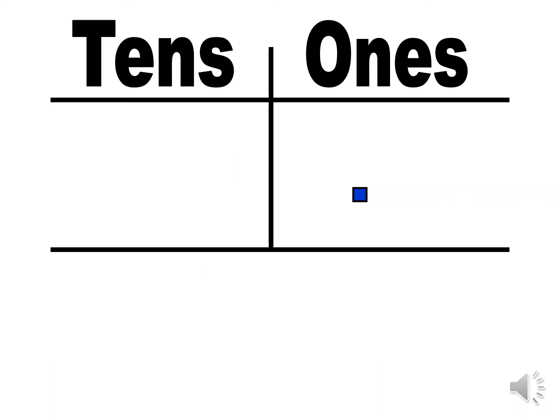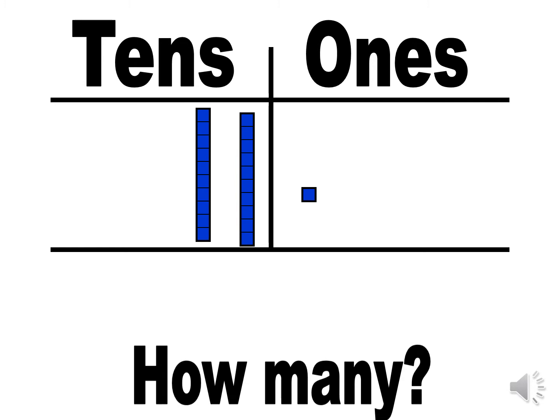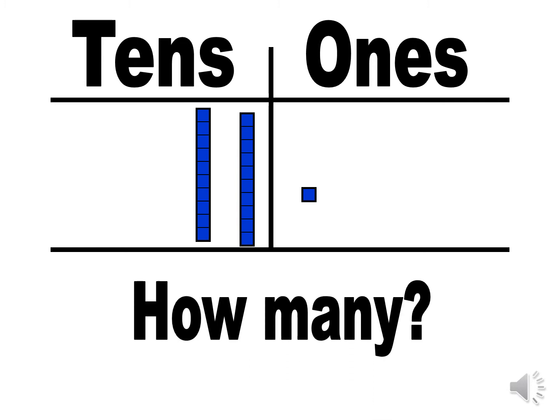How many ones do I have? How many tens do I have? What number are we building here? I have 1 ones and 2 tens. Alright, so let's write that. 2 tens and 1 ones. My number is 21.